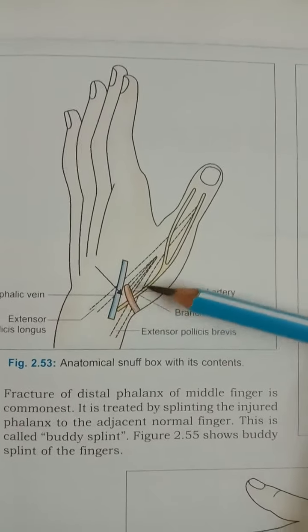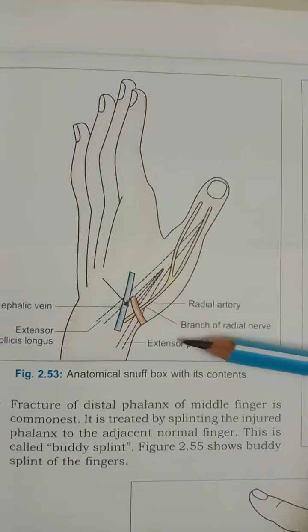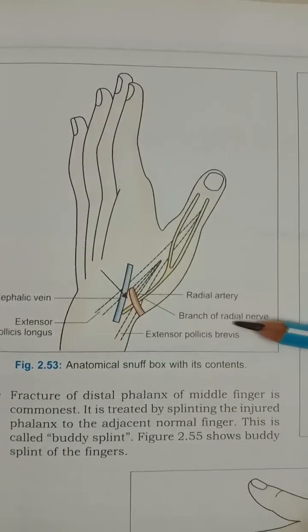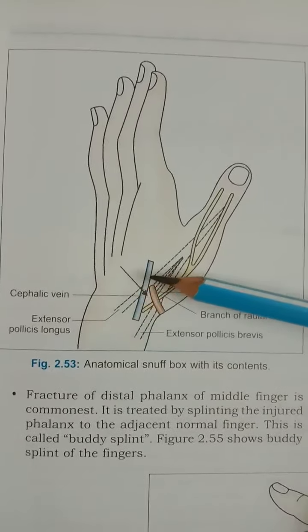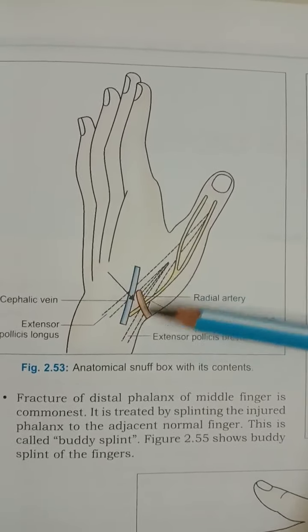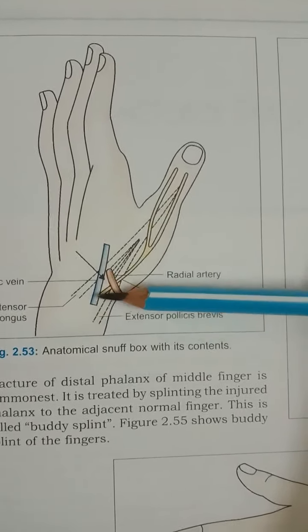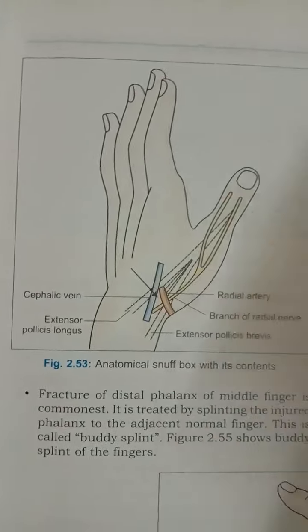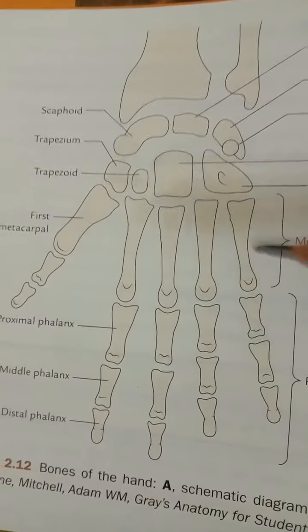Then the radial artery, here you can see, passes through this region, and the digital branch of the radial nerve is also present in this region, and the cephalic vein is also present in this region. So during a scaphoid fracture, the pain is felt in the anatomical snuff box.